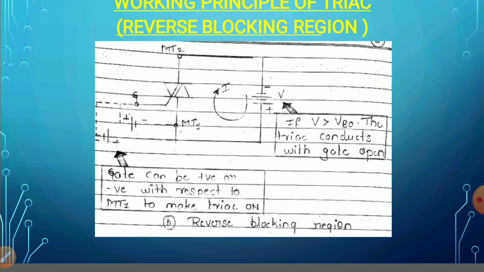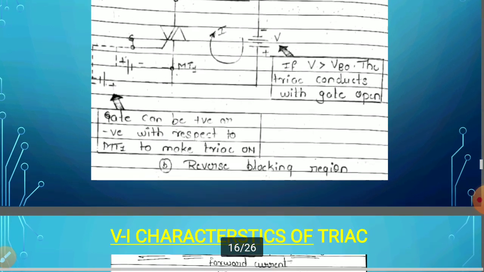When the reverse voltage reaches a certain value called VBO or breakover voltage, the current through the TRIAC starts flowing and the TRIAC comes into the conduction state. And when you apply the gate voltage, the value of breakover voltage reduces. It means when you apply the gate voltage, the breakover voltage is less compared to when you do not apply the gate voltage. So this is how the TRIAC is going to work.